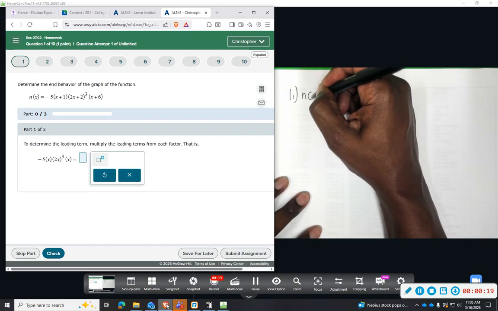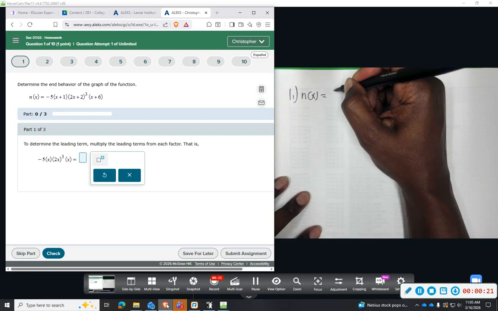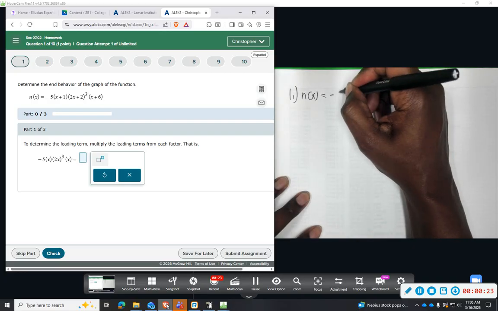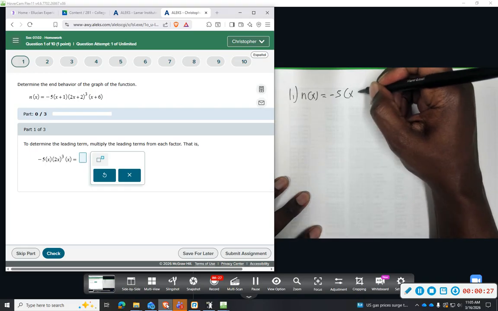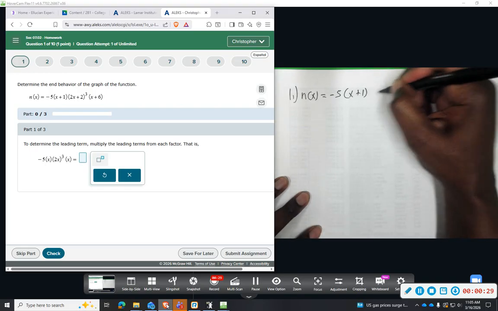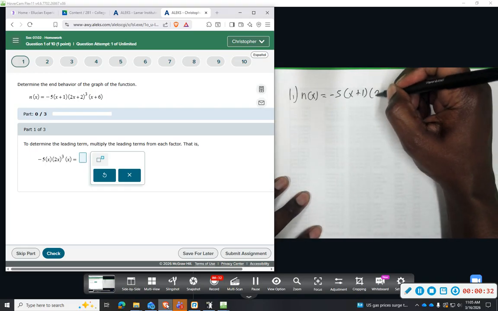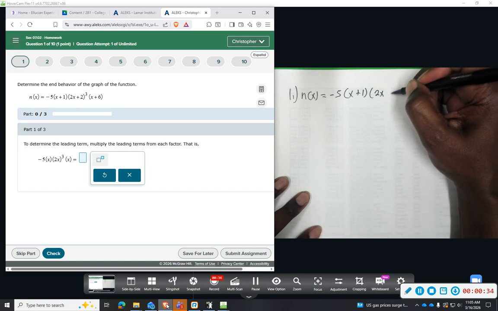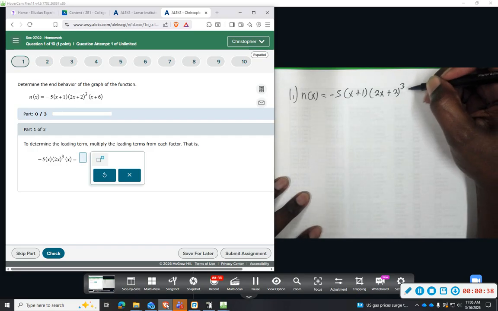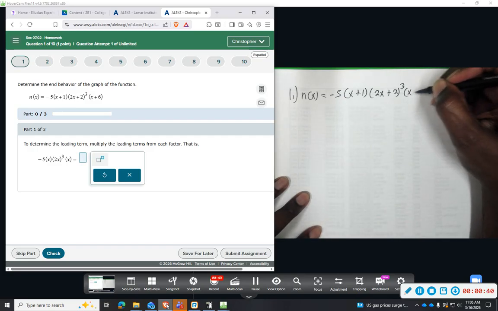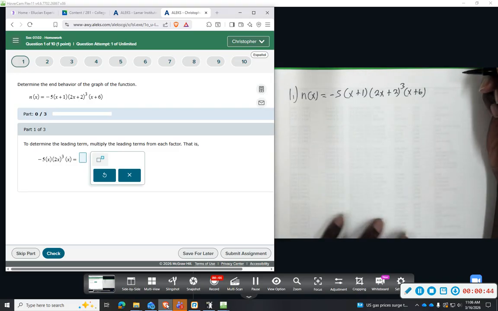N of x is equal to negative 5 times x plus 1. And then we have 2x plus 2 to the third. And then we have x plus 6. Okay. So when it comes to determining the end behavior, we have basically two things to look at.